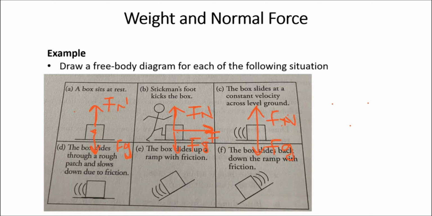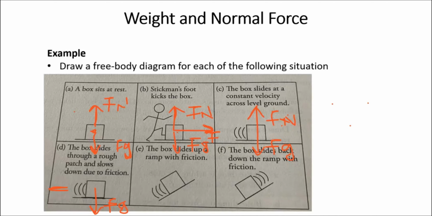So right now, this box is sliding down through a rough patch. It's sliding down in this direction, because that is the direction the sign indicates. So right now, the gravitational force is always at the center. The gravitational force is always at the center of the object.